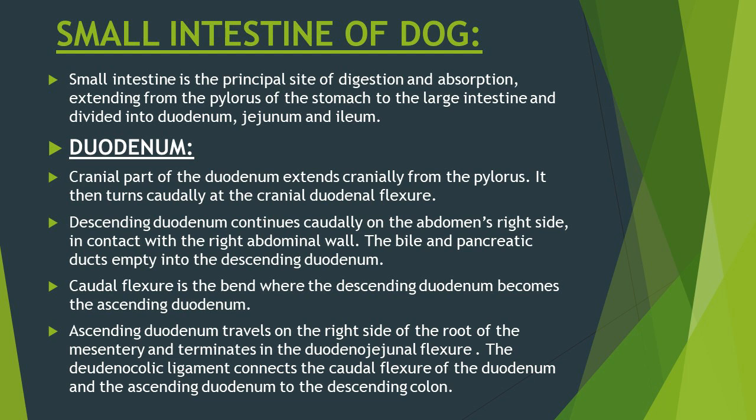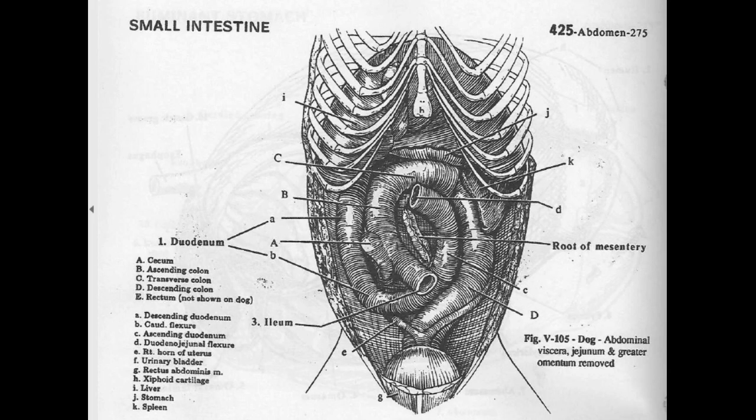This small intestine is further divided into three parts: duodenum, jejunum, and ileum. Now let's talk about the duodenum. The duodenum extends cranially from the pylorus, then it forms the cranial duodenal flexure, and then it finally turns caudally.